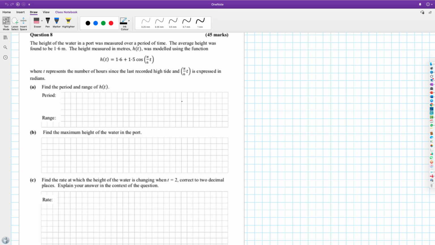Which letter affects our range? B. But don't forget our starting point is affected by A, isn't it?